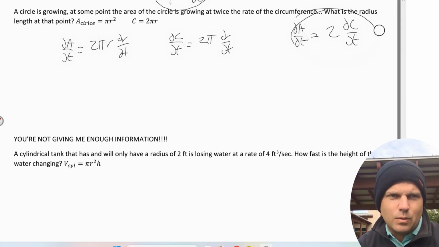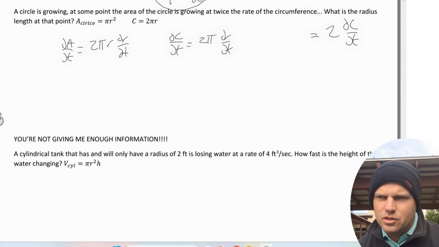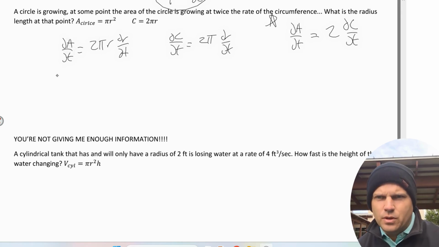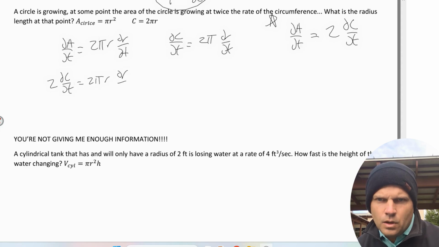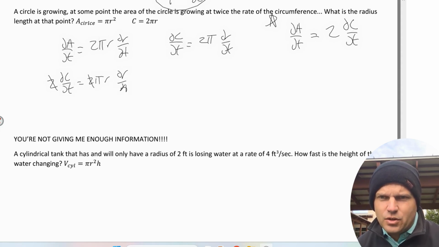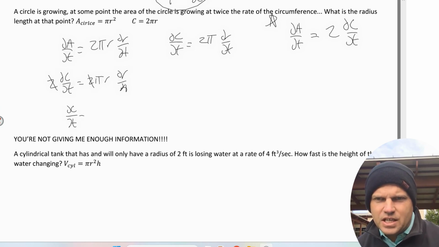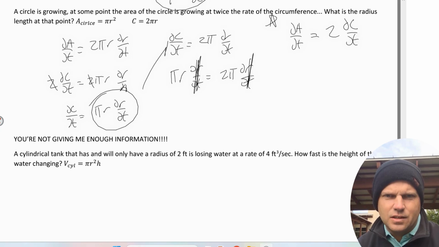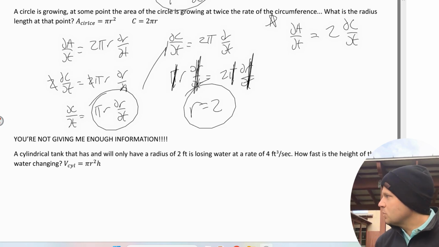But if you have no idea what to do, you can just set this up and then substitute. For example, what do I substitute? Maybe substitute this in. Maybe divide by 2, and now we have something where dC/dt is equivalent to a version of dr/dt. Maybe I substitute that in. Some of you would be able to get this answer intuitively. Now you'll see that the dr/dt's cancel, the pi's cancel, and you just get that r is 2. It's pretty cool how that happens.